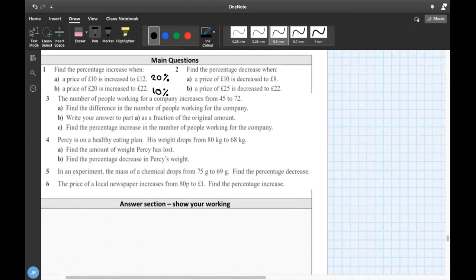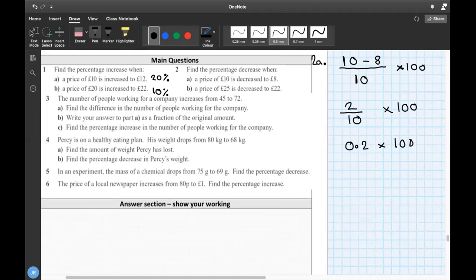So question 2. The price of £10 is decreased to £8 in A. So £10 to £8. So we started at £10, then we've gone to £8. What was our original amount? Well, we started with £10, so that was our original amount. And then we're going to have to multiply by 100 to go from our decimal to our percentage. 10 take away 8 gives us 2. 2 divided by 10, or 2/10, is the same as 0.2. And so our final answer there is going to be 20%.